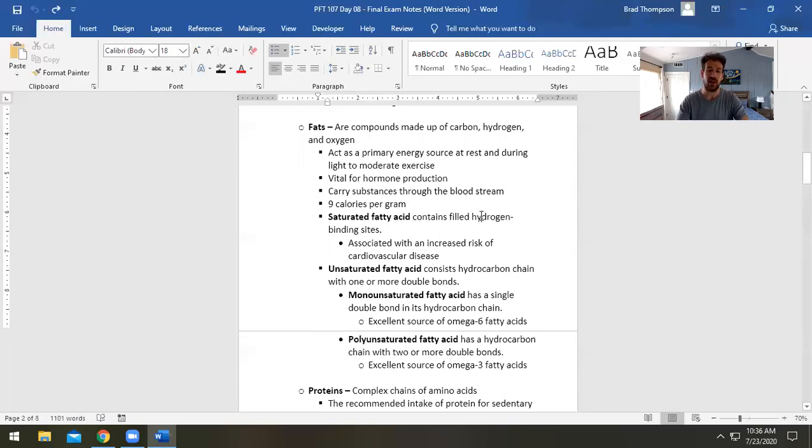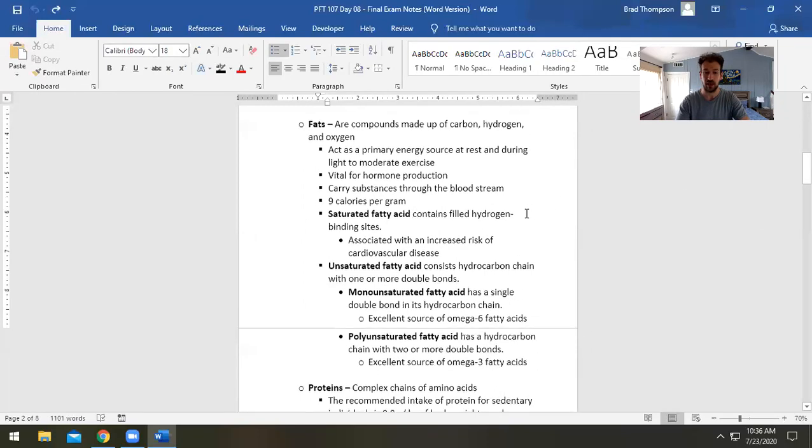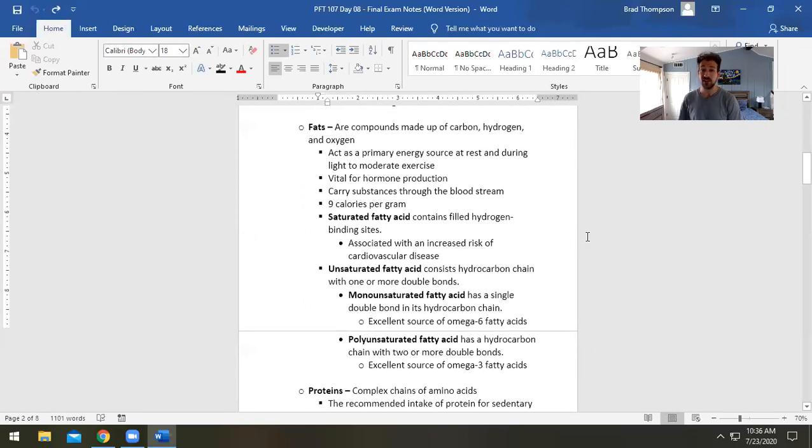Now, we also have fats as being one of our main macronutrients here. And fats are actually very similar in chemical nature to carbohydrates. They're also made of carbon, hydrogen, and oxygen molecules. They're going to provide most of our energy when we are at rest or during light to moderate activity, right? Like I'm just standing here right now. That's not really a high activity. I'm primarily relying on fat as a fuel source.